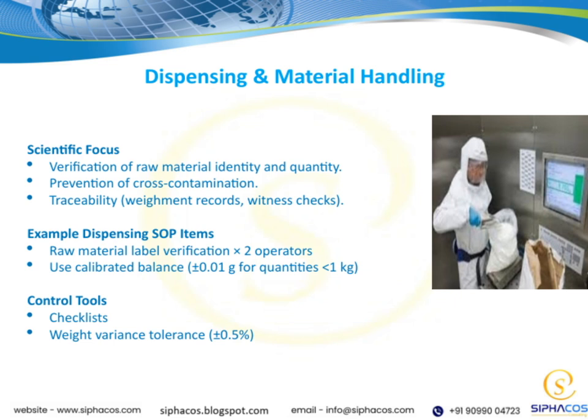Traceability is also essential. We keep detailed records of weighment and witness checks so that every step is documented and can be reviewed if needed. This creates a transparent chain of custody for our materials.